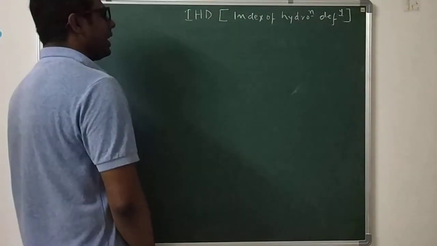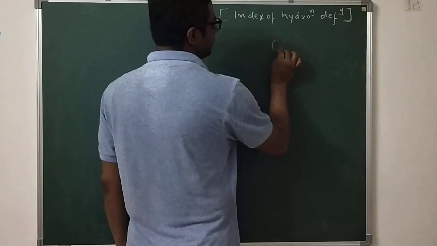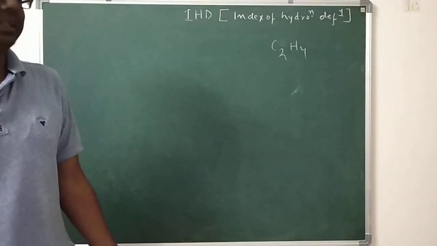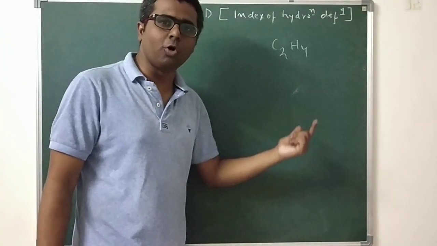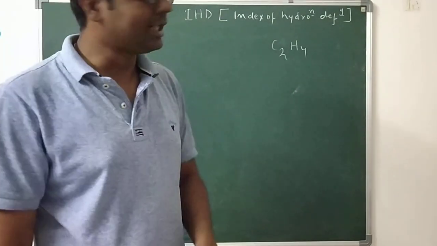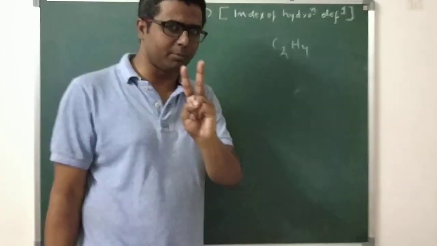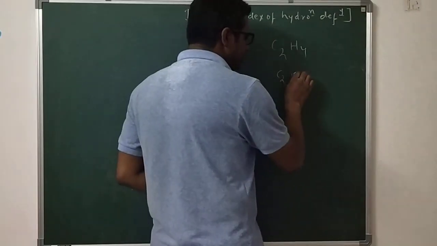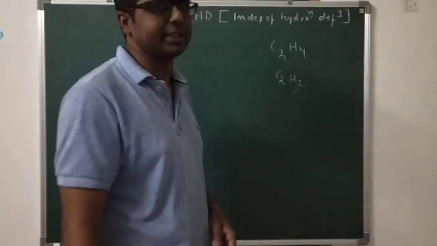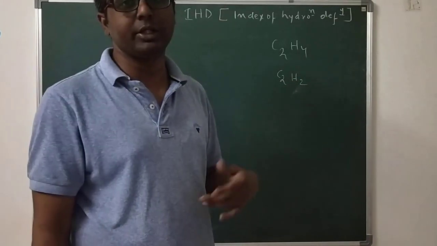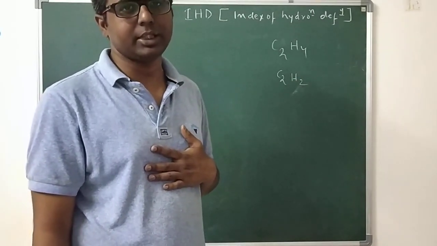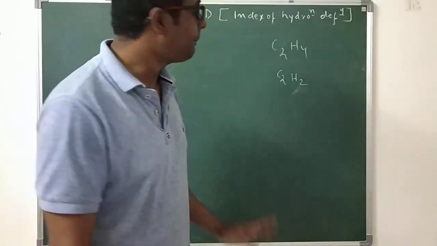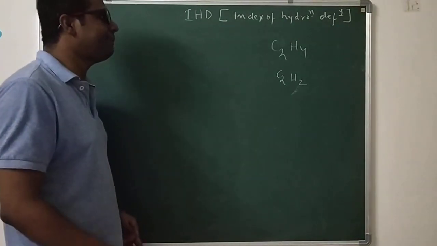Now, suppose I give you a compound named C2H4 and ask you how many double bonds are there. By just looking at it, you know that it is an alkene, and you tell me, sir, 1 double bond is there. I give you something like C2H2 and I ask you how many pi bonds are there. You know about this compound and you let me know, sir, there are 2 pi bonds and a triple bond in this compound. So it is pretty easy when we are talking about simple compounds.